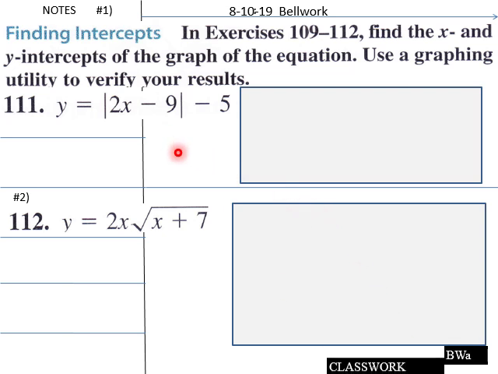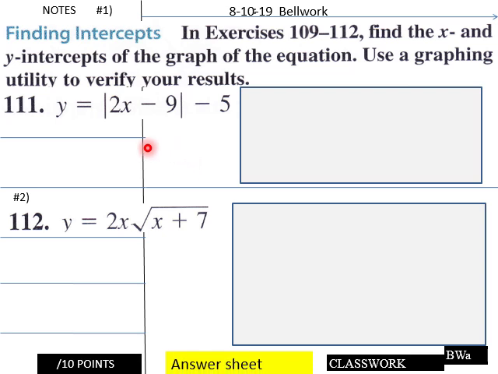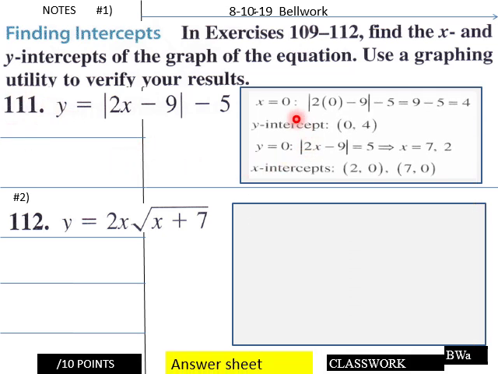Okay, welcome back for today's bell work solutions. For number 111, when x equals 0, we plug that in and we come up with y equals 4, so the y-intercept will be 0, 4. And then when y equals 0, we solve this and come up with 7. So when y equals 2x minus 9 equals 5, x will equal 7 or x will equal 2. So your x-intercepts will be 2, 0 or 7, 0 for 111.